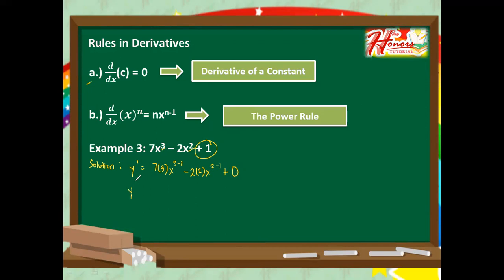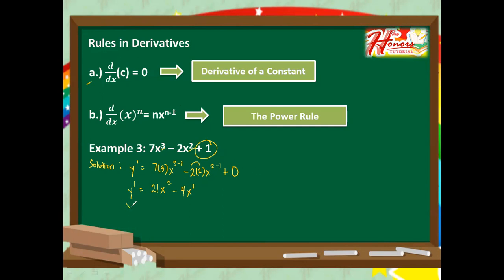Let's continue solving. So we have here y prime is equal to 7 times 3, that's 21. x raised to 3 minus 1, that's 2. Minus 2 times 2, so that is 4. x raised to 2 minus 1, that's 1. For the second line of our solution, I will not include 0 because it is already 0.